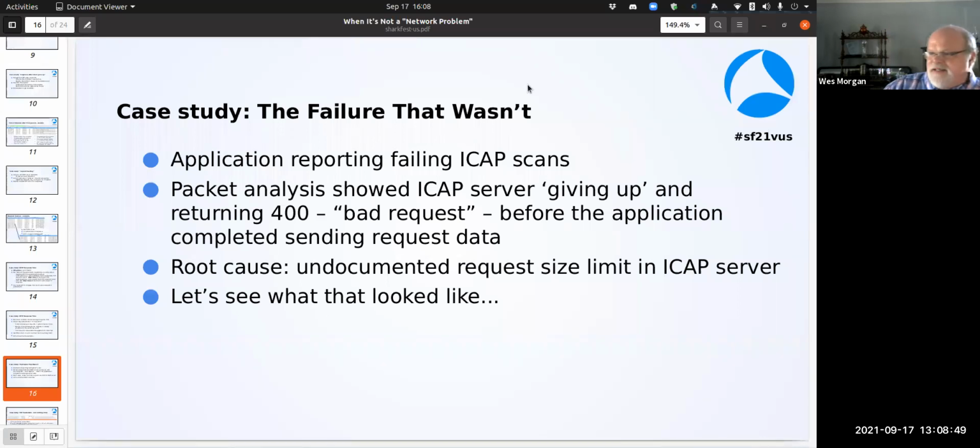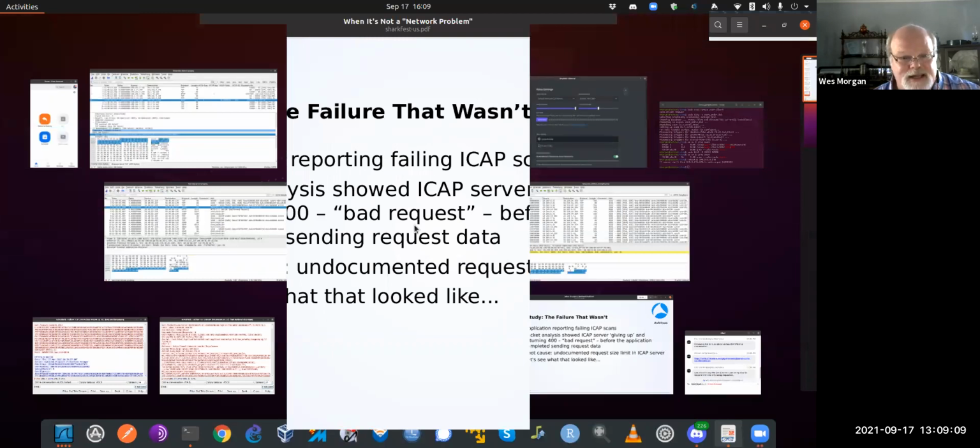Well, the packet analysis told us something different. Yes, they were failing, but the ICAP server was giving up before the application even finished sending its request. And the root cause turned out to be an undocumented request size limit on the ICAP server. So let's take a look at that, see what that looks like.